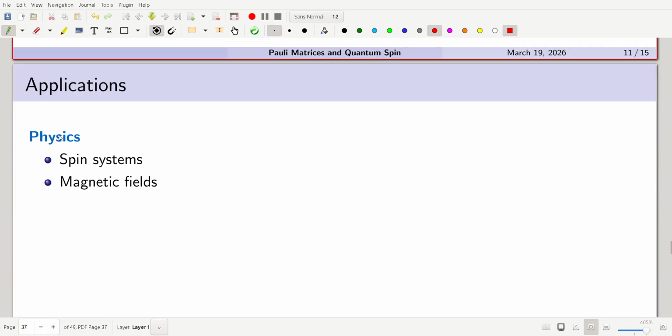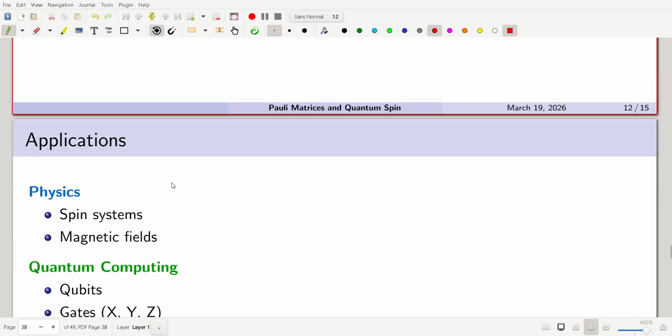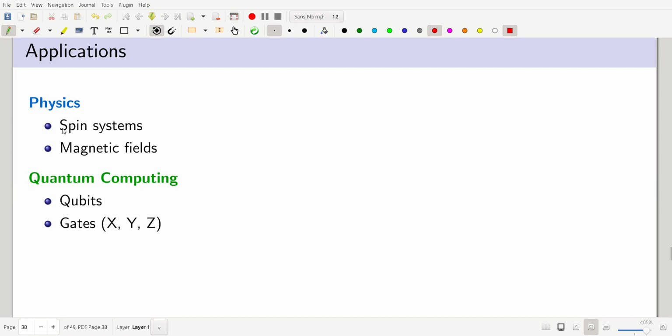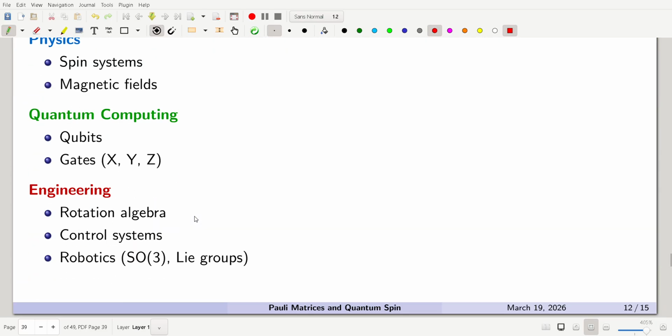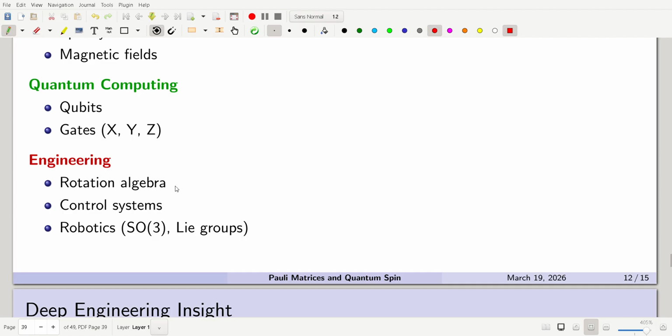Applications: in physics, the Pauli matrices and their properties are used in spin systems and magnetic fields. In quantum computing, qubits and gates use them. And in the engineering domain, they are used in rotation algebra, control systems, and robotics.